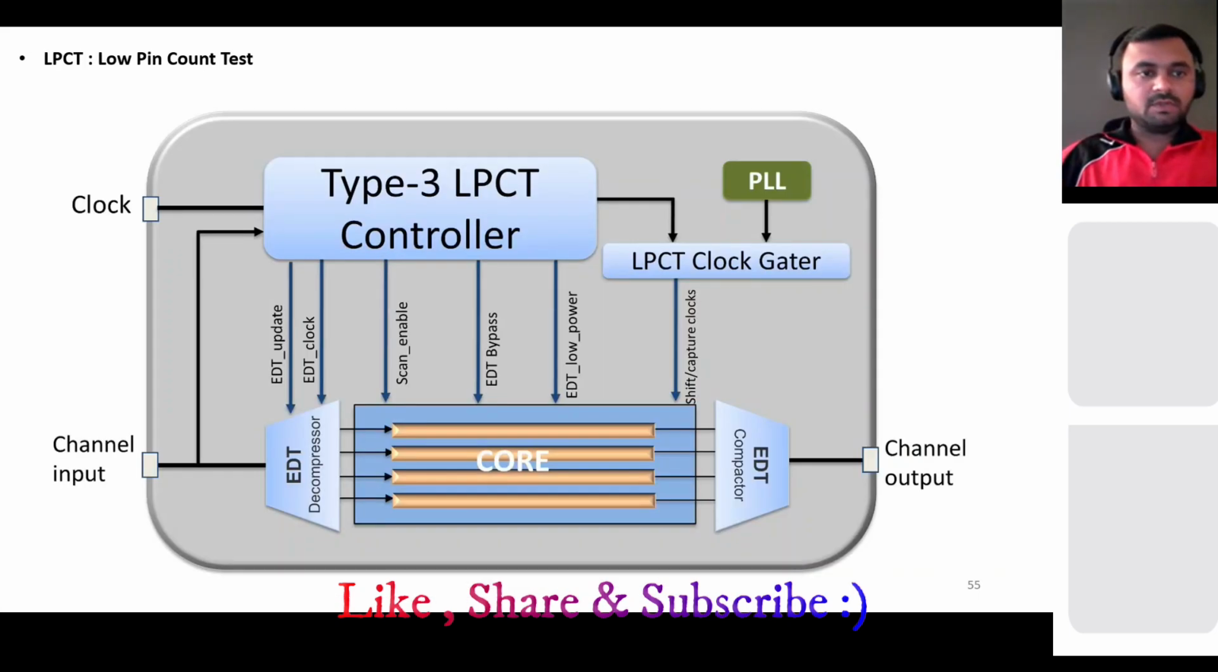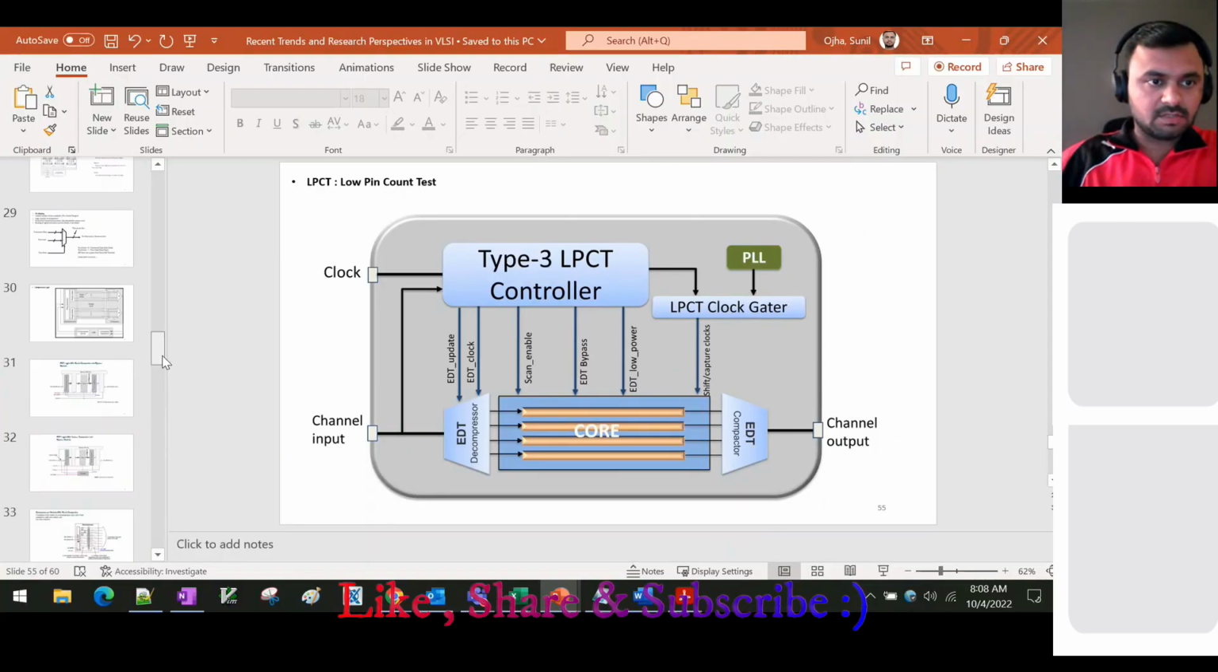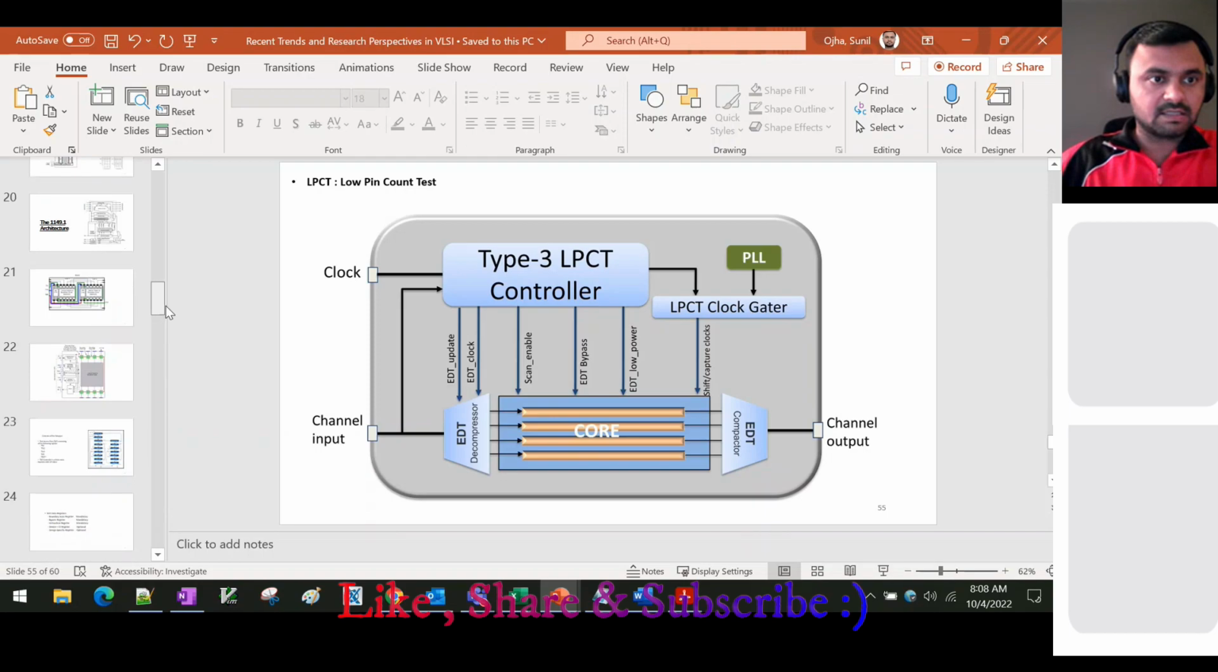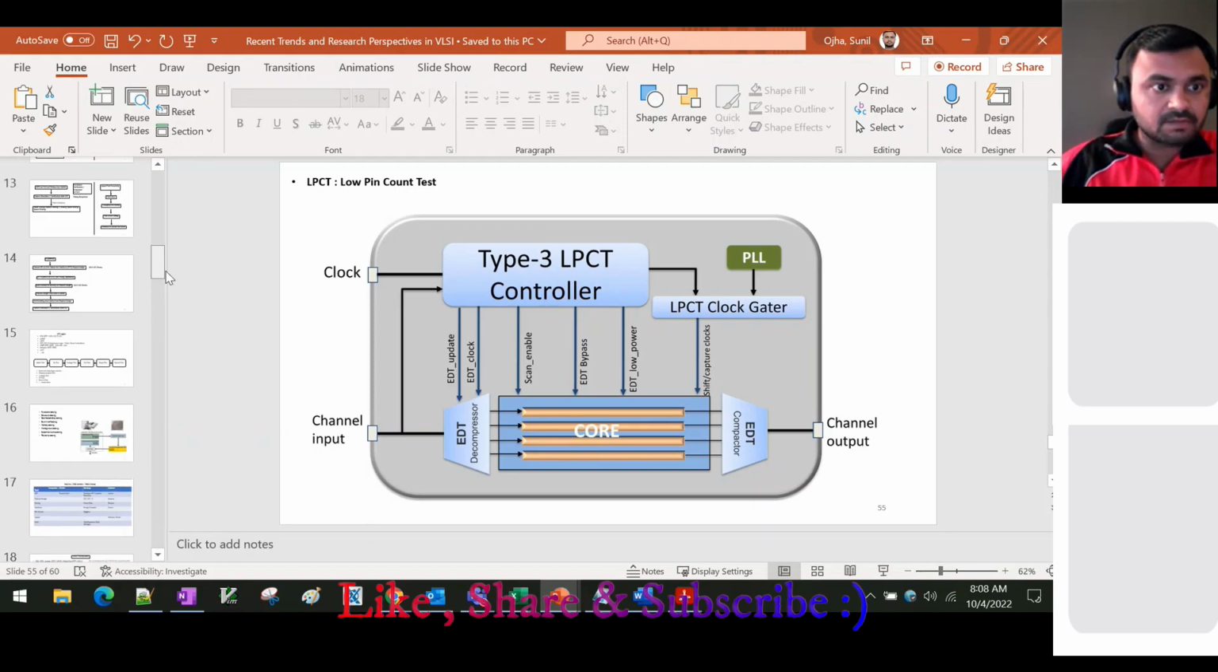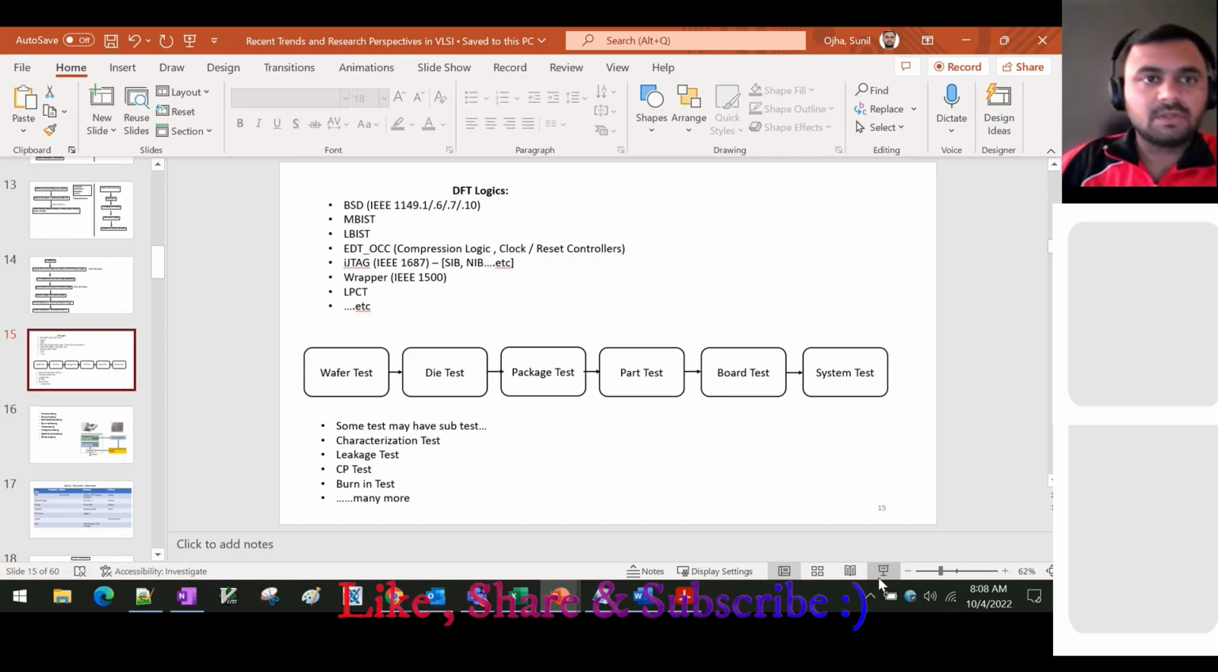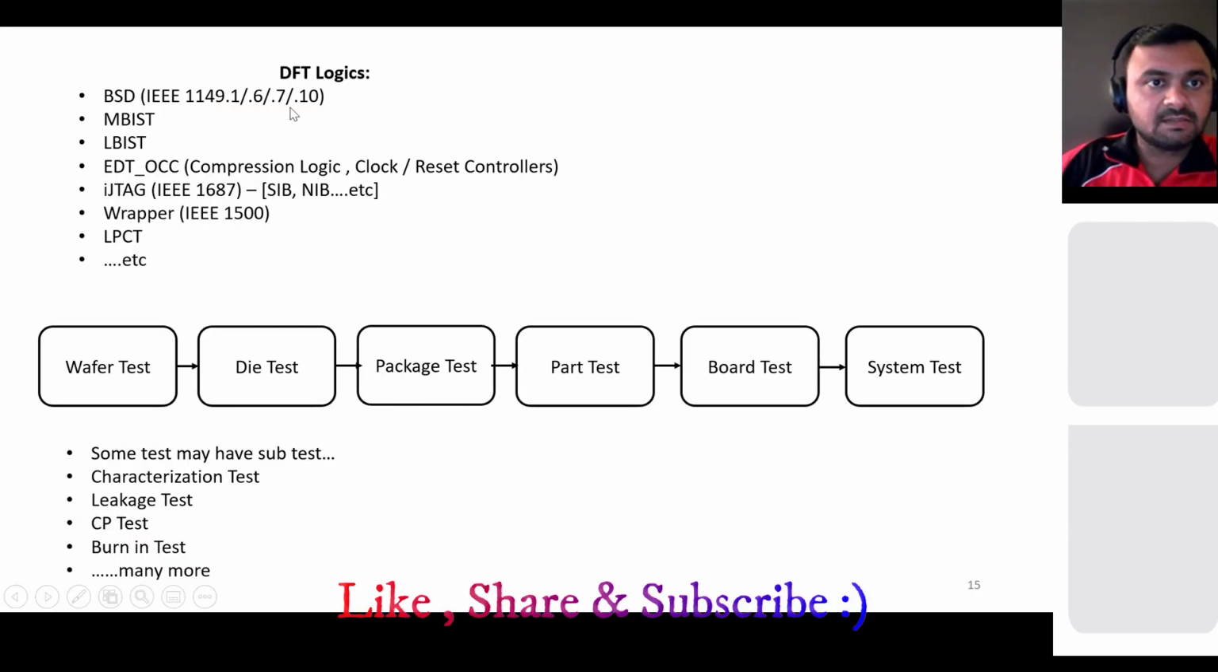Okay, so now let's go back to this diagram, this slide, this one. So you see, we have discussed this PST. I have not discussed these other variants because they're similar, just a little bit of change in architecture. Then we discussed MBIST, LBIST, EDT OCC, then IJTAG, wrapper, LPCT. There are many more. There are some internal to particular companies, they have their own methods. So there are many more logics, but these are the basic major logics which every industry uses.